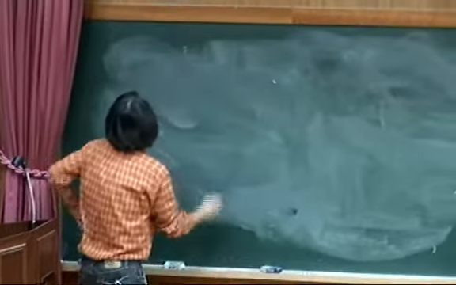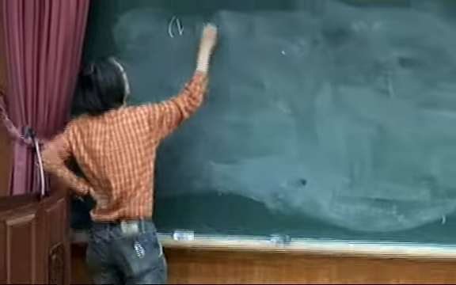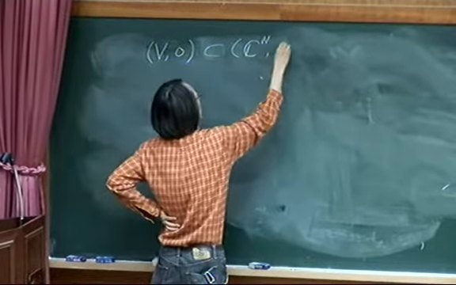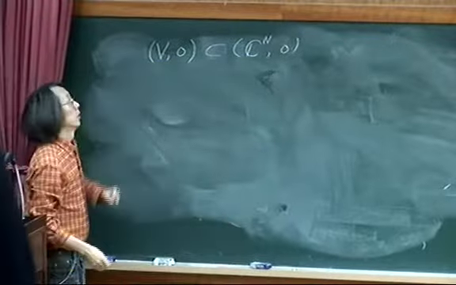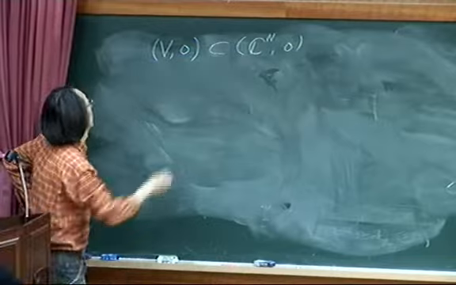And so what we consider is the following. So we consider (V, 0) inside of C^n. So it's a germ of an isolated singularity of a certain algebraic variety.